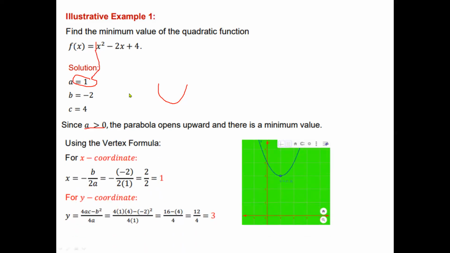Now, using the vertex formula, inaalam natin yung vertex. If we're going to compute for the value of the x-coordinate, we will have a value of 1. And for the y naman, we will have a value of 3. Ito actually yung minimum value. Yung point natin. Klaro ba? Direct substitution lang siya sa formula, mahanap mo na ang value ng x, mahanap mo na rin ang value ng y. So all you have to do is just direct substitution and then direct typing sa calculator. So this is our example number 1.